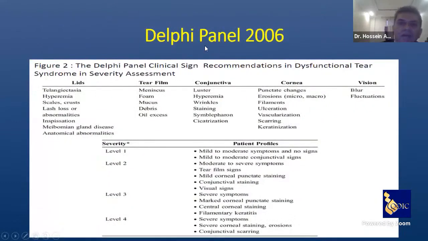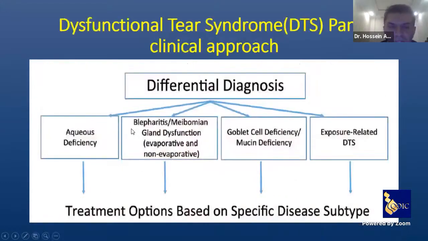We also have another panel, the Delphi panel in 2006. Based on changes in these compartments, tear film, conjunctiva, cornea, and vision, they put the patient into four levels of severity. The dysfunctional tear syndrome panel also introduced another definition and classification, and they put the patients into four categories: aqueous deficient, evaporative, goblet cell deficiency, and exposure-related dysfunctional tear syndrome.